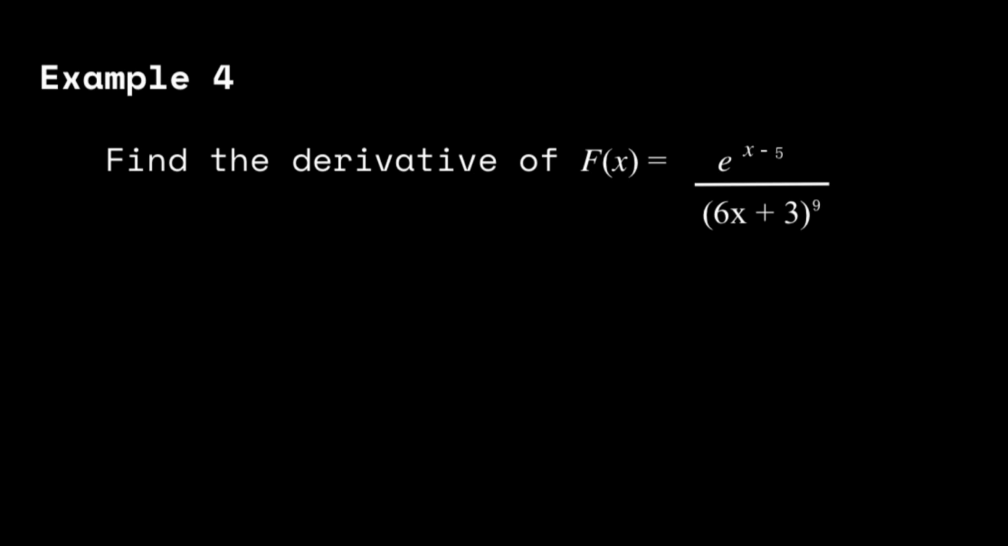So for example 4, we have this composite function where it is e to the x minus 5 over 6x plus 3 over 9.